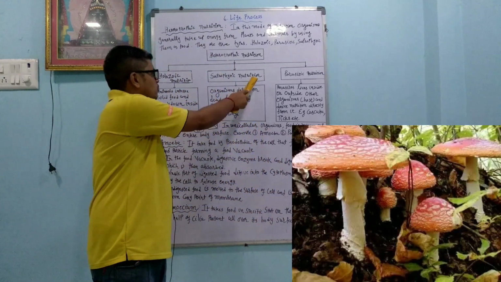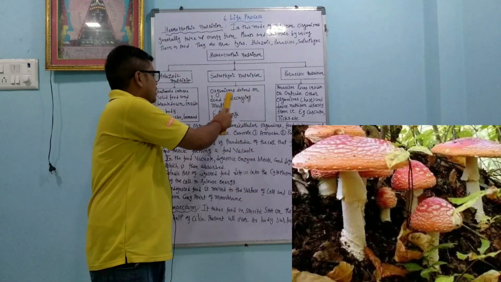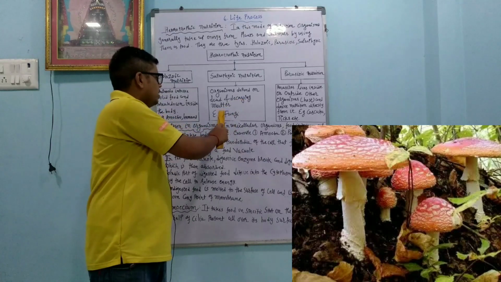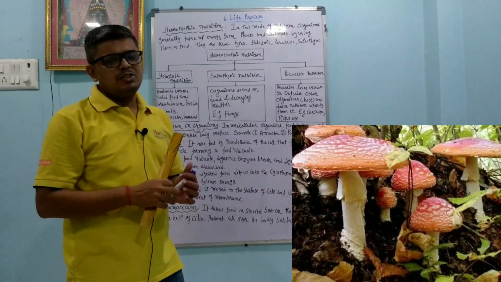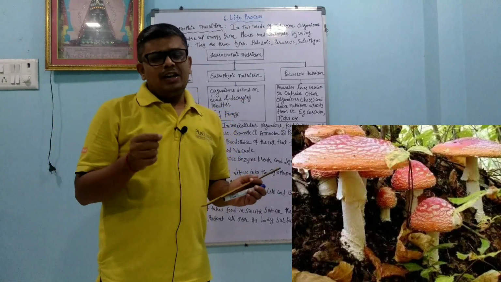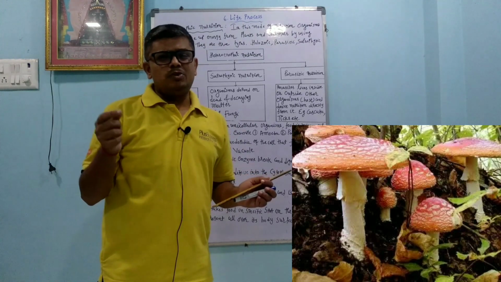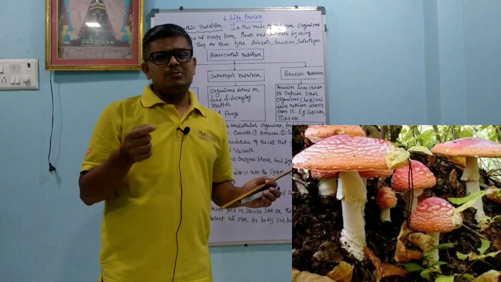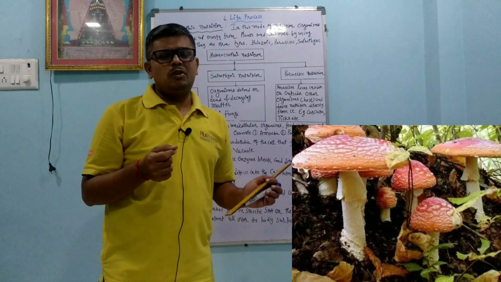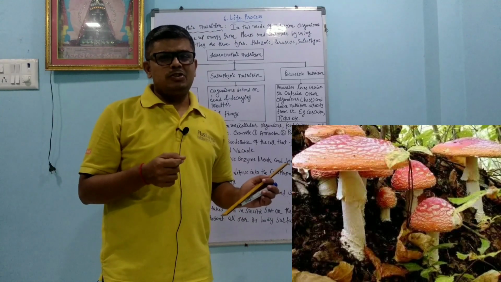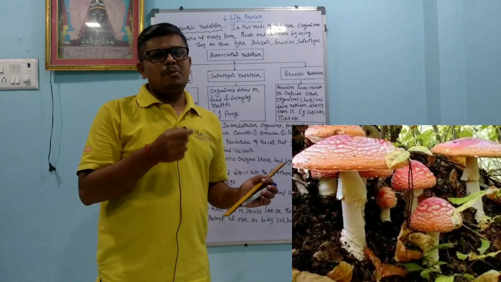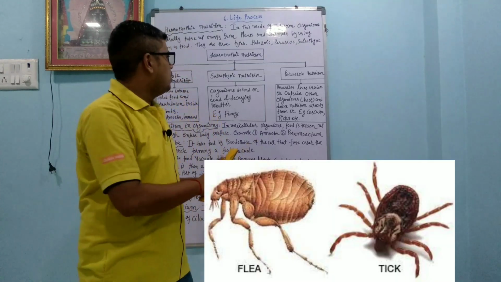Saprophytic mode of nutrition: the organism depends on dead and decaying matter. In that, fungi are there. When we put bread outside for a long time, fungi automatically grow, and that is an example of the saprophytic mode of nutrition. Here the organism depends on dead and decaying bodies.